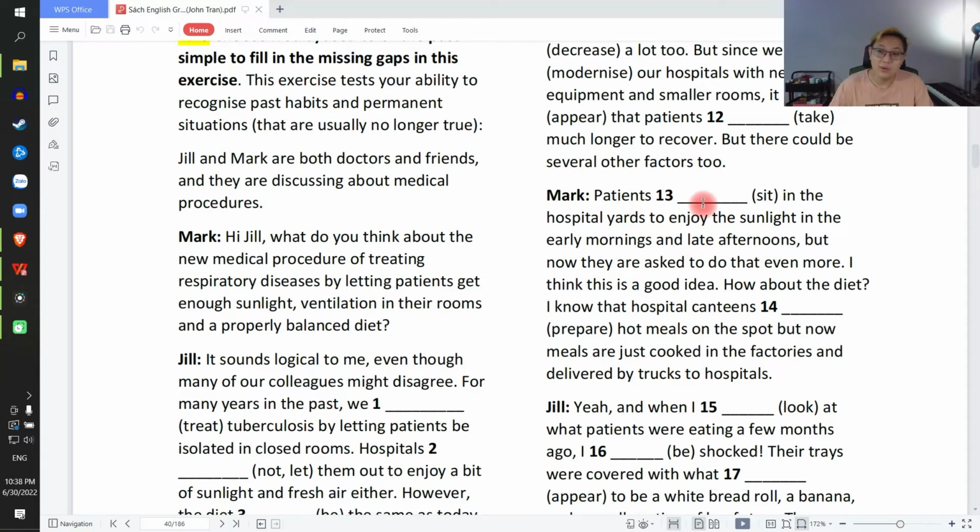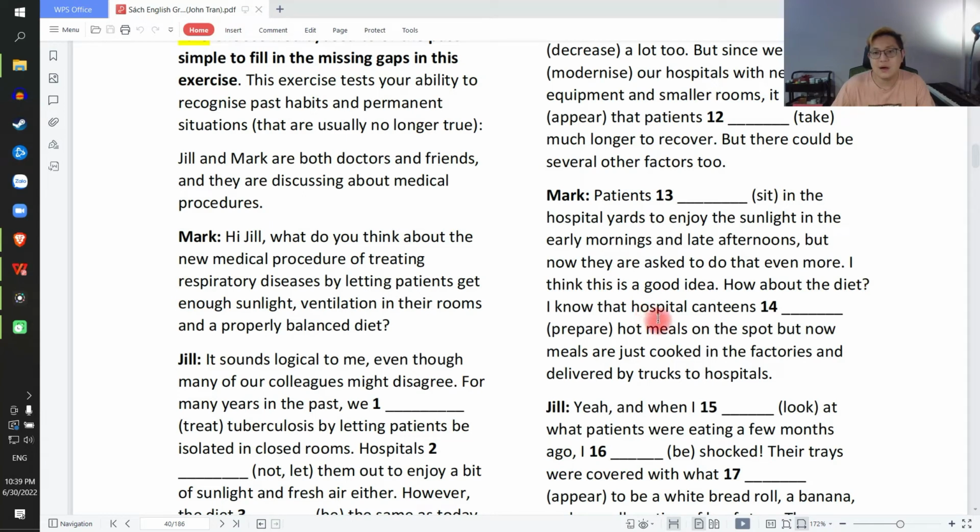13. Patients used to sit in the hospital yards to enjoy the sunlight in the early mornings and late afternoons. But now they are asked to do that even more. I think this is a good idea. It's a good idea. How about the diet?